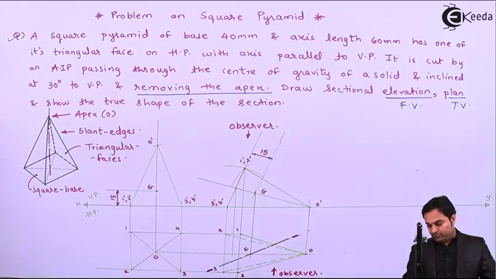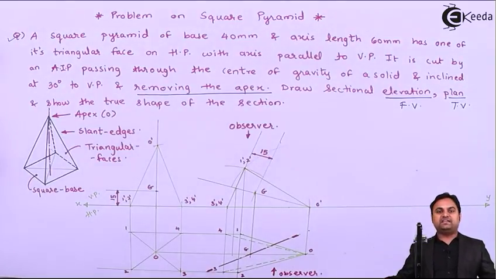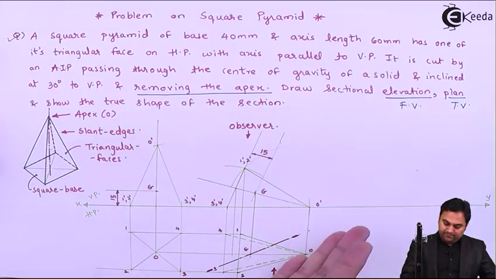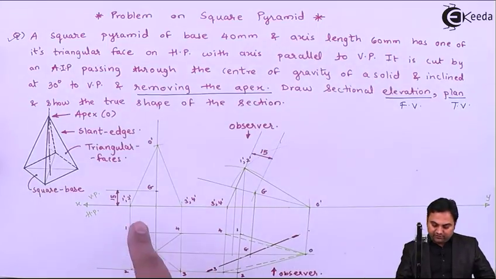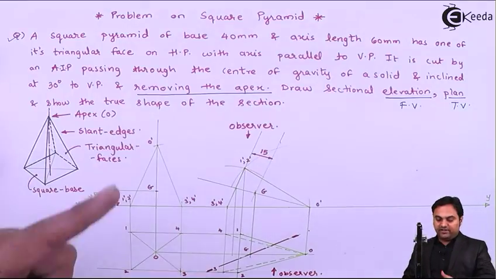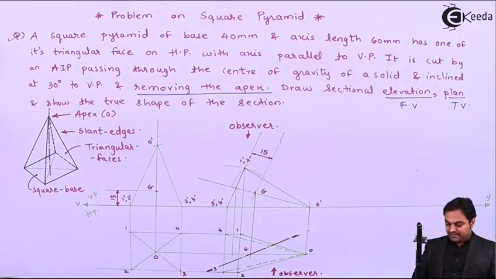And whatever portion is there below the cutting plane line will be removed because the apex has to be removed. If the question had said that you have to retain the apex, then I would have taken this cutting plane at 30 degrees from the other side, and in that case the apex would have been retained. But here we have to remove the apex. So whatever is retained, I'll make it dark.